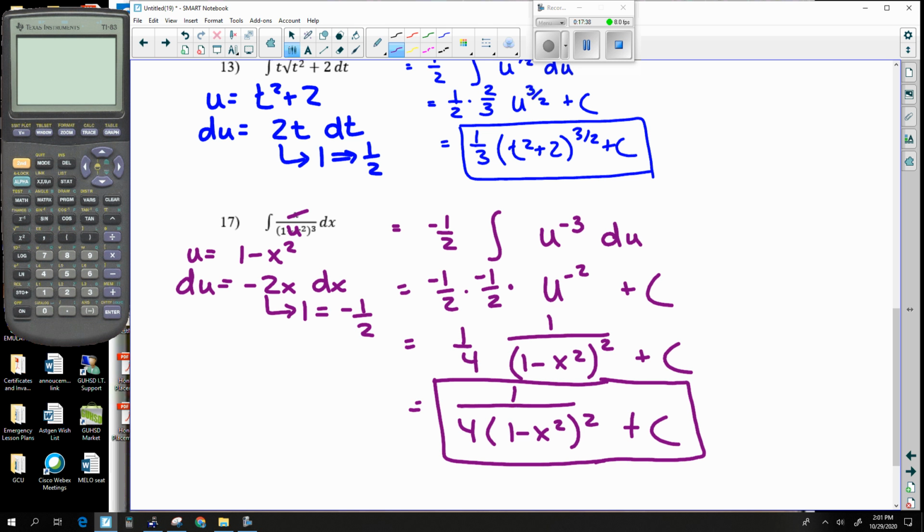Good gravy. Lost points on that AP test. Good grief. C isn't in the denominator, it's just plus c.